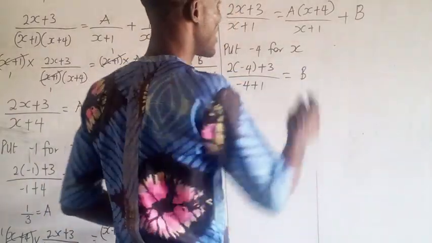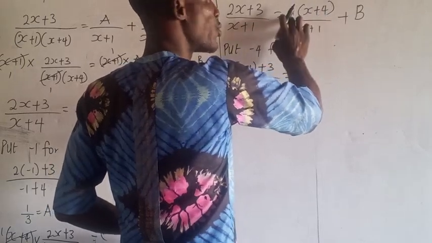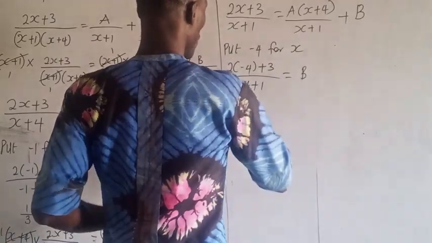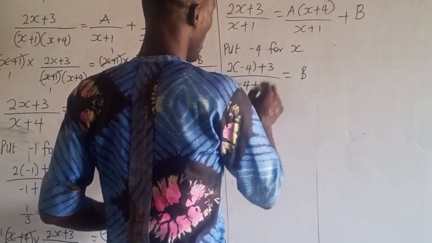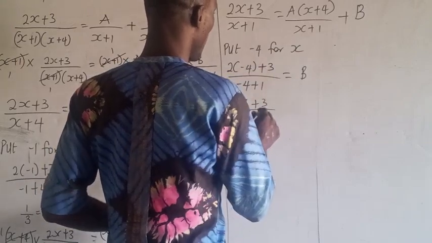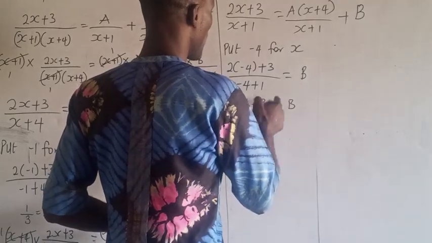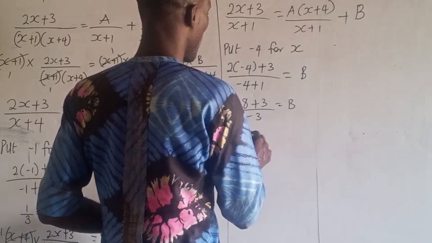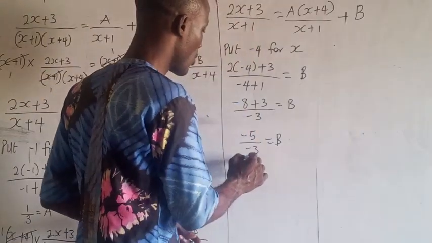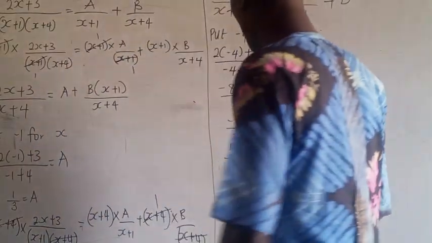What's the explanation around that? If we put minus 4, you'll have minus 4 plus 4, that's 0. 0 times A is 0, and 0 divided by any number is 0. I believe you get that. 2 times minus 4 is minus 8. Then plus 3 over minus 4 plus 1, which is minus 3, equals B. Now minus 8 plus 3 is minus 5, over minus 3 equals B. The minus signs cancel out, so 5 over 3 equals B. I've gotten the value of B.